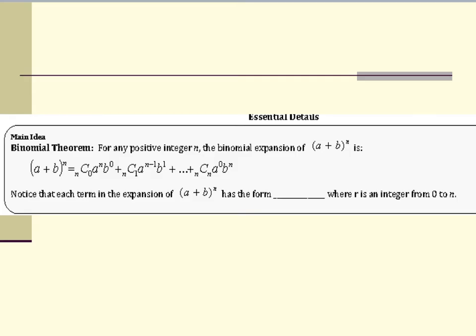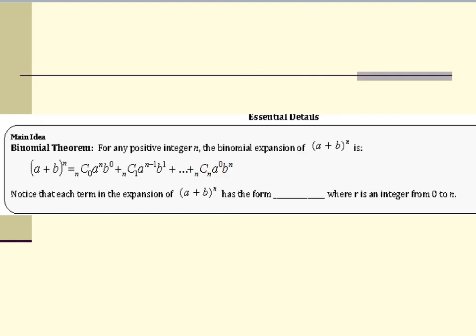Okay, so our binomial theorem is for any positive integer n, so n is your exponent. The binomial expansion of a plus b to the nth looks like this. Okay, so we're going to do n choose 0, n choose 1, and all the way to n choose n for our coefficients. And then you start with your first thing and raise it to the nth power. So see, a to the nth. And then you do a to the n minus 1. And then all the way down to a to the 0.